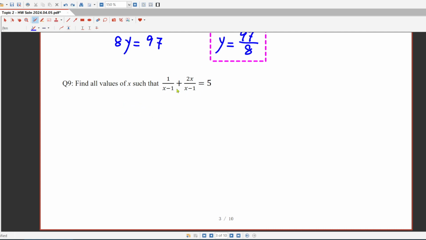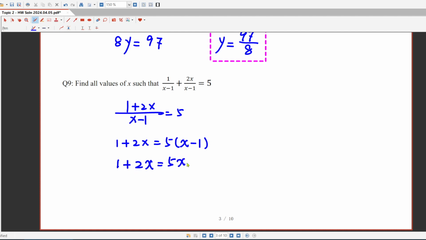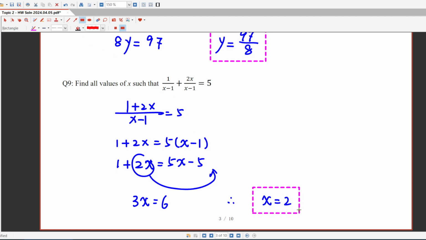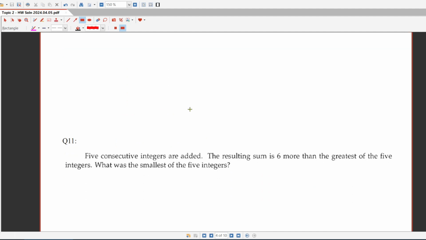Okay. First of all, we can combine the left side to 1 plus 2x over x minus 1 equals 5. Then multiply both sides by x minus 1 gives us 1 plus 2x equals 5 times x minus 1. So this gives us 1 plus 2x equals 5x minus 5, right? Therefore, if you move 2x to the other side, that becomes negative 2x. So we have 3x equals 1 plus 5, which gives us 6, right? Therefore, eventually we'll have x equals 2. So the final solution is x equals 2. Okay, any questions? No? All right, then let's see question number 13.